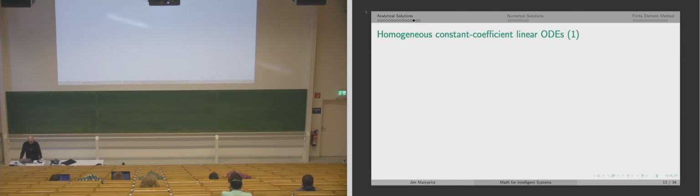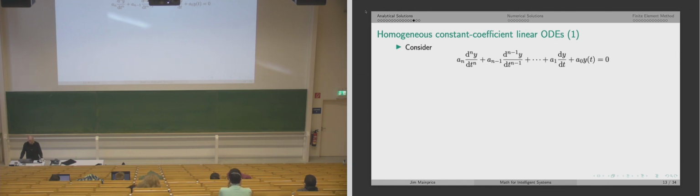So that's where I wanted to go now. Homogeneous constant coefficient linear ordinary differential equations are differential equations that look like this. So they are linear in the dependent variable, and the coefficients are constant. Homogeneous means that there's a 0 here on that side. So does anybody know how we solve these types of equations? Analytically, I mean.